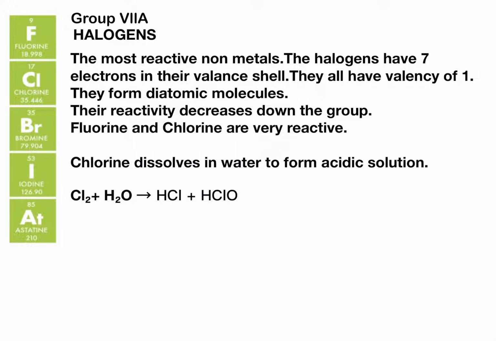They form diatomic molecules. Their reactivity decreases down the group. That means fluorine and chlorine are very reactive, and as we come down the reactivity decreases. Here remember bromine is in the liquid form. Bromine is the only nonmetal which is in the liquid state. Chlorine dissolves in water to form an acidic solution. Chlorine plus water gives HCl plus HClO.